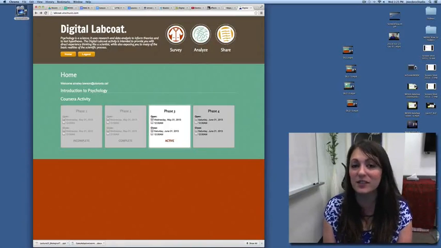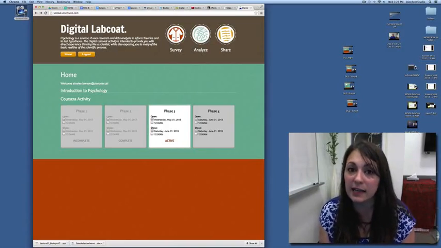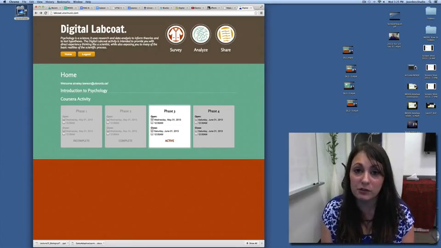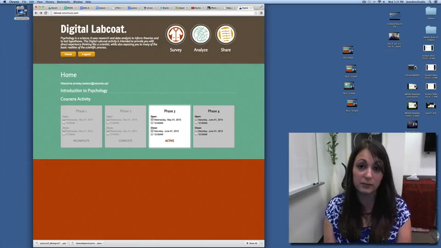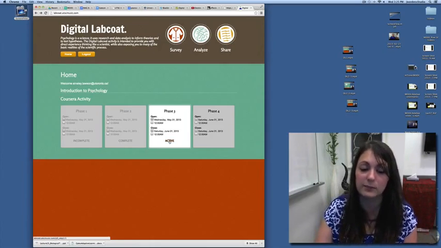Okay, phase 3 of digital lab coat. This is the replication phase, where we're doing what's done in actual science. When someone finds a result, often other researchers will repeat that same experiment to see if they obtain the same result. We want an experiment to be replicable so that we know that a result is really true. If it just happened the one time, it's probably just a fluke and there isn't really a relationship between the two variables. So phase 3, that's what we're going to do, replicate experiments.